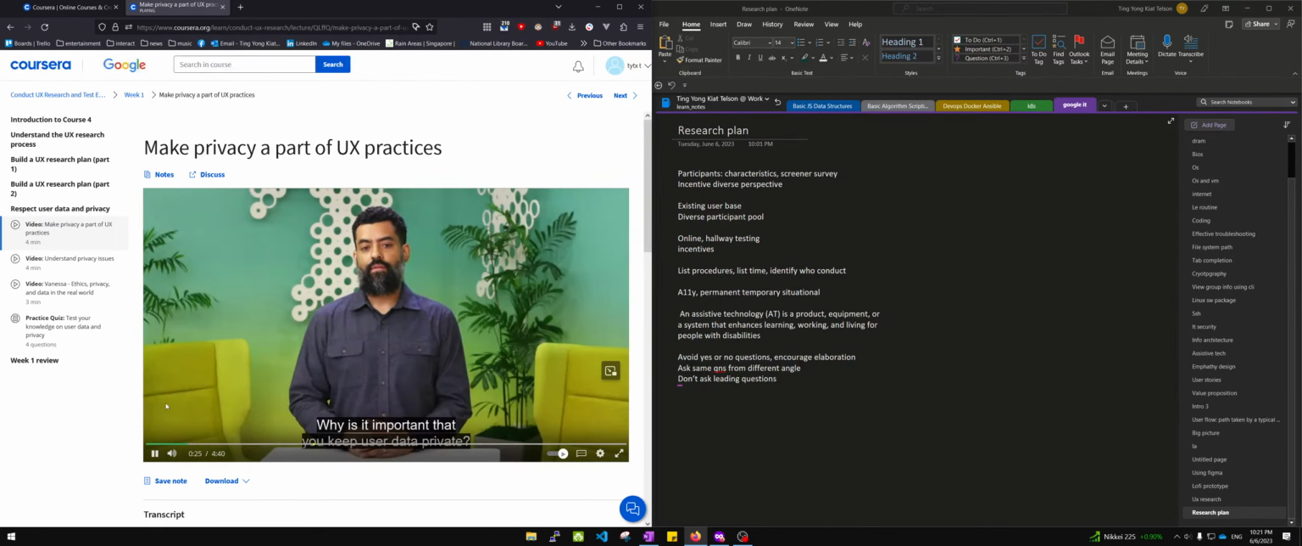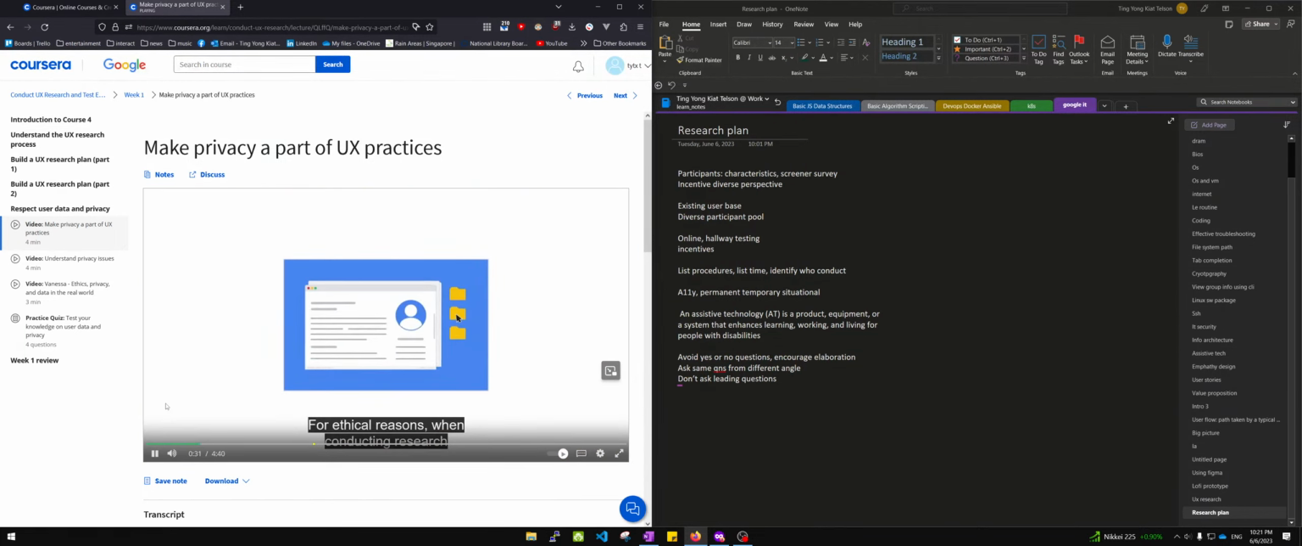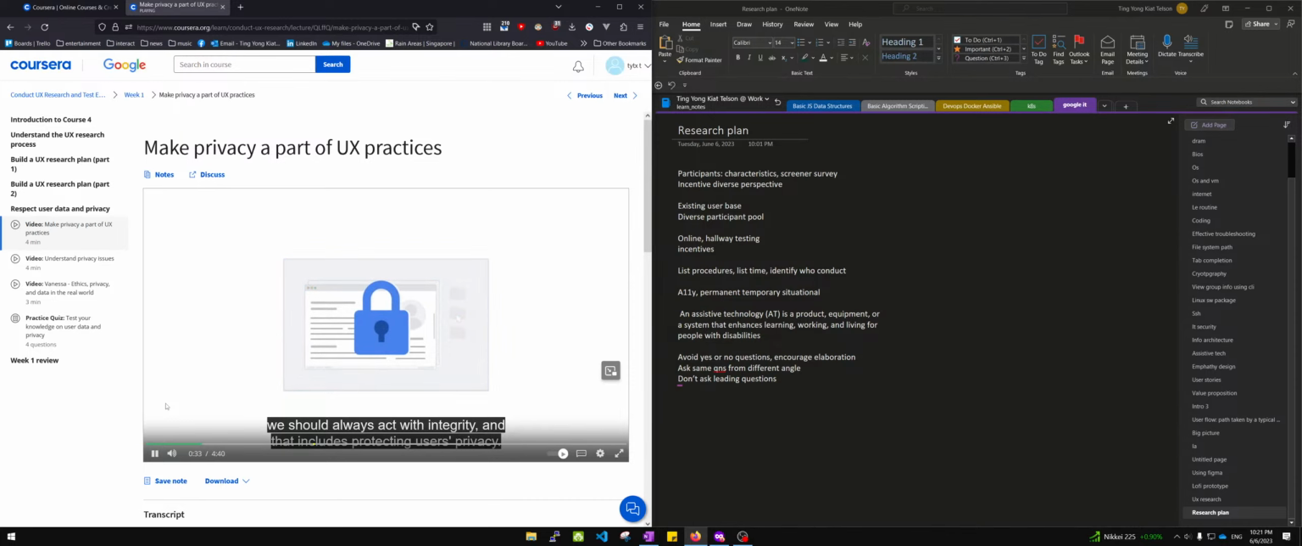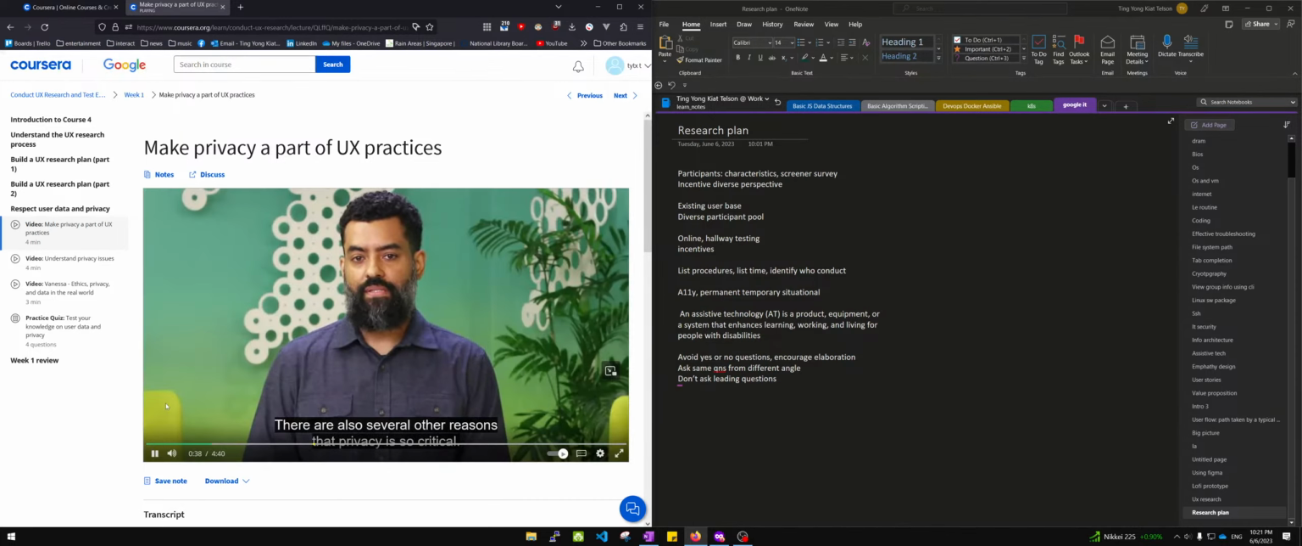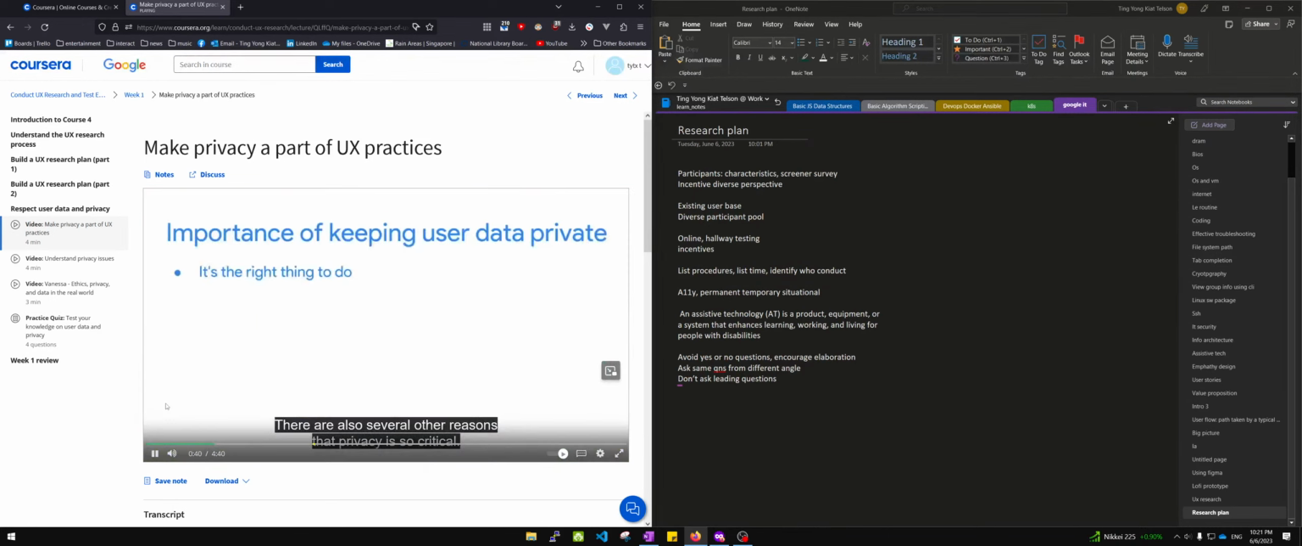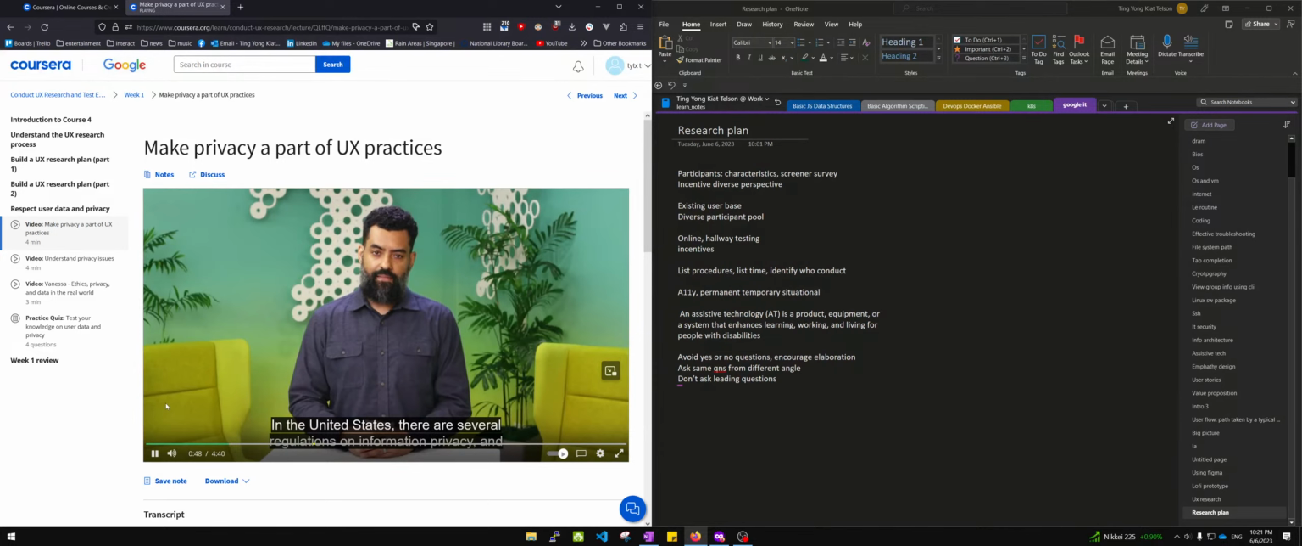Why is it important that you keep user data private? It's just the right thing to do. For ethical reasons, when conducting research, we should always act with integrity, and that includes protecting users' privacy. There are also several other reasons that privacy is so critical. One reason is privacy laws and ethics. If you don't maintain your users' privacy, you could be violating the law. In the United States, there are several regulations on information privacy, and in other parts of the world, privacy is more thoroughly legislated.